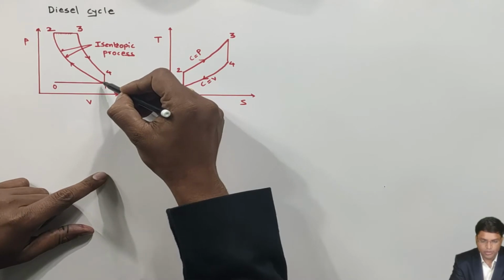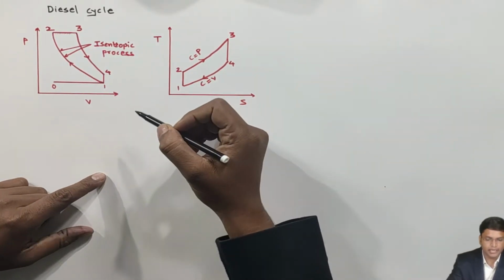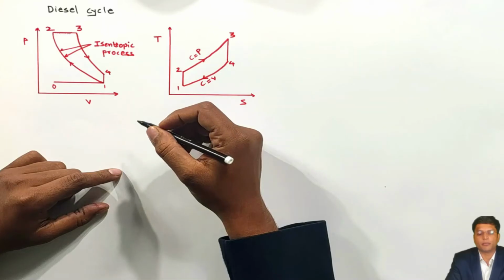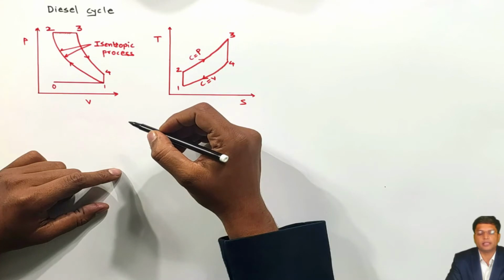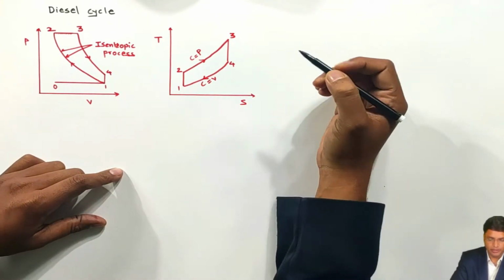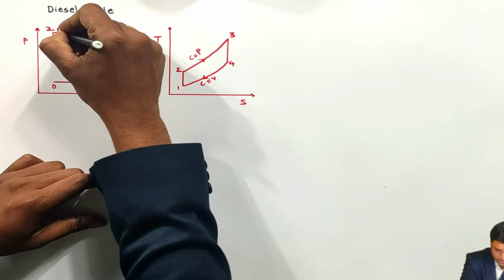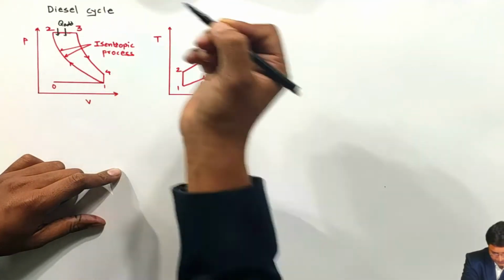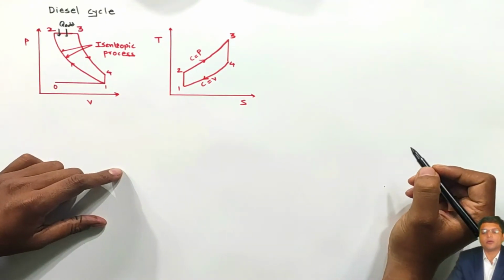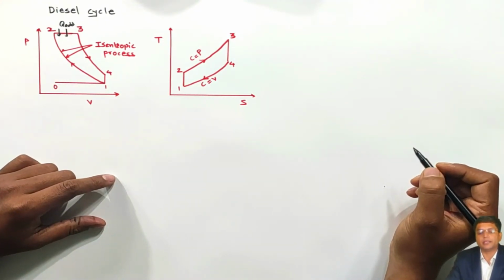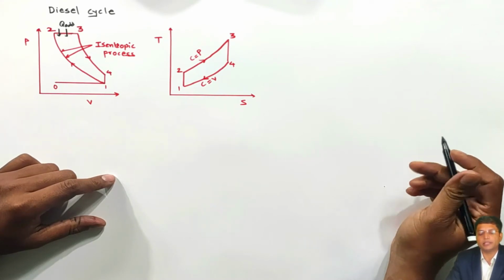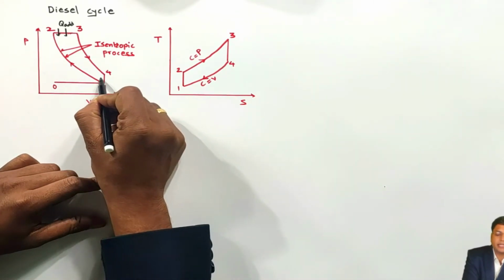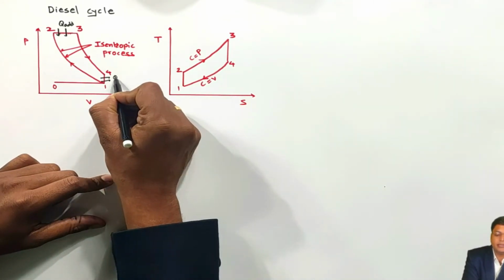Now the process 1 to 2 is a compression process where air is compressed to the point 2. From process 2 to 3, heat addition takes place at constant pressure. So here heat is added. Then the process from state 3 to 4 is an expansion process, and from state 4 to 1 is a heat rejection process. Here heat is rejected.